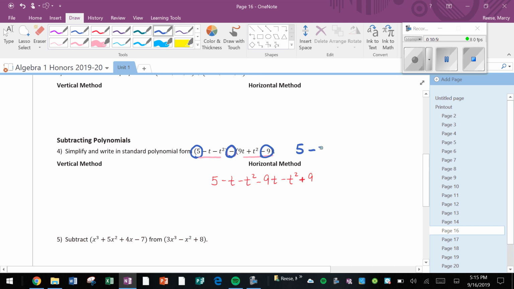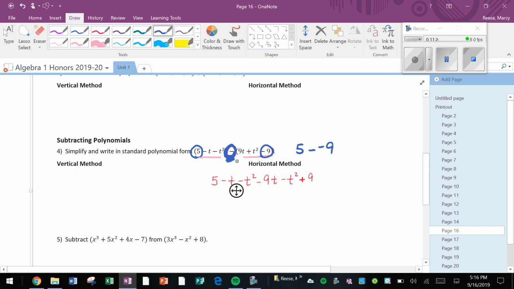5 minus negative 9. I often worry, and I've seen it for many years, that you forget about this guy right here. A lot of you will just go 5 minus 9, because you're just going to combine like terms, and that's going to be negative 4, and that's wrong. You forget about this negative.